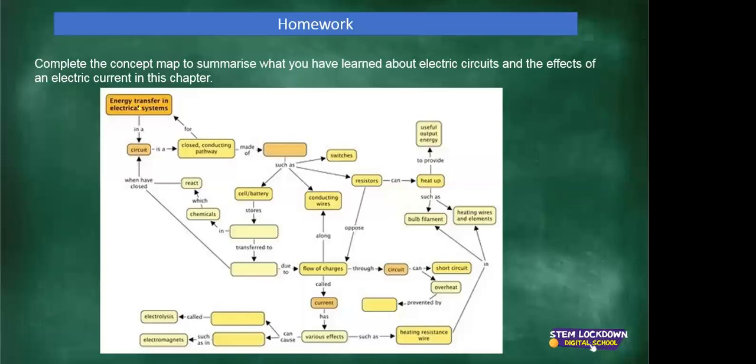We say electric energy in an electric system in a circuit, when it is closed, we have a reaction, and then you need to fill this in. Okay, and then we say when the circuit is closed, it's a conducting path, and it's made up of certain things: a battery, conducting wires, resistors, and a switch. And the conducting wires have a flow of charges that pass through them, and it is called a current.